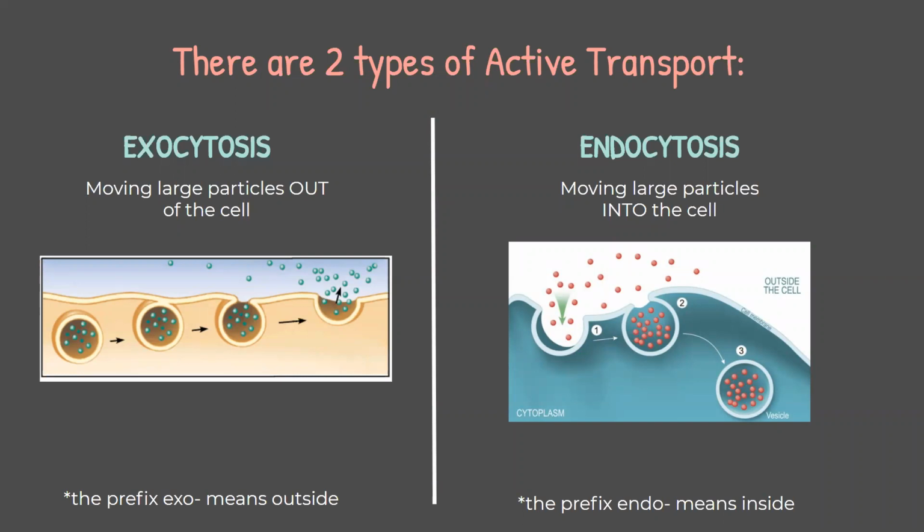And these are just really simple. Exo means outside. So exocytosis is when large particles are moving out of the cell, and endo means inside. And this is when large particles are moving into the cell.